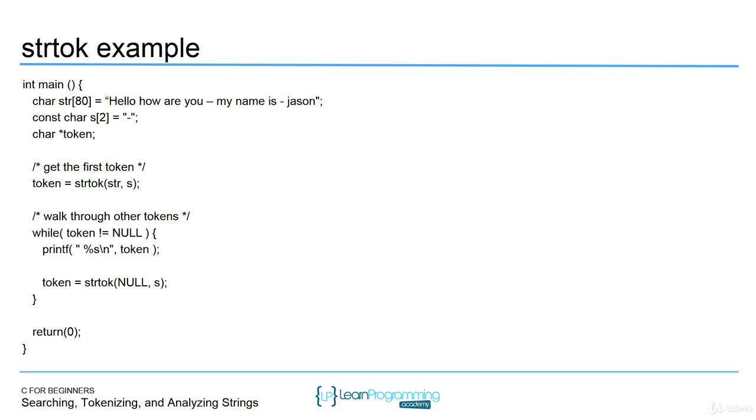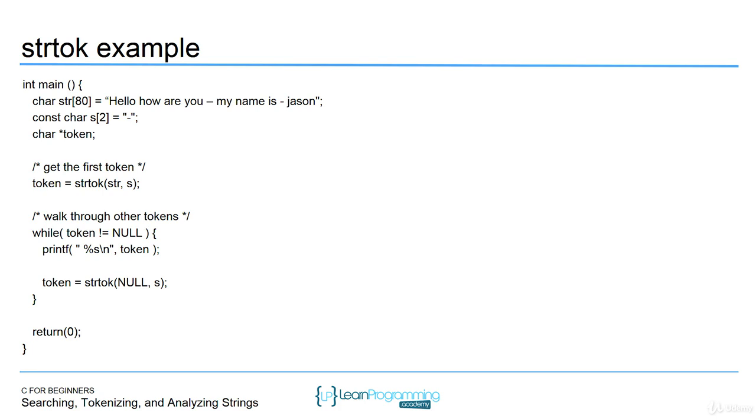Because strtok is going to return each token. So if we call strtok and we pass in string and our delimiter as s, token is going to be equal to the first thing that it finds. So the first time you call strtok, it's going to be equal to hello, how are you, space. And then it finds the match with the dash. And if you call it a second time, it's going to print out my name is. If you call it a third time, it's going to print out Jason because it's going through the dashes.